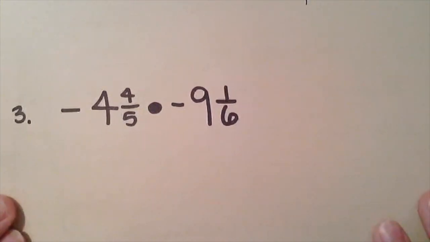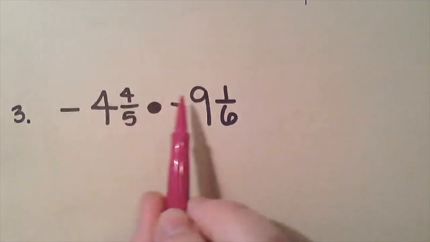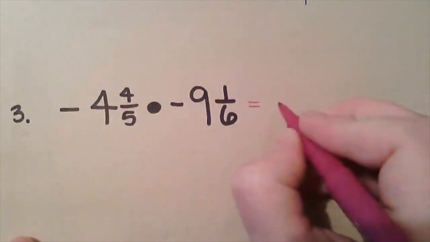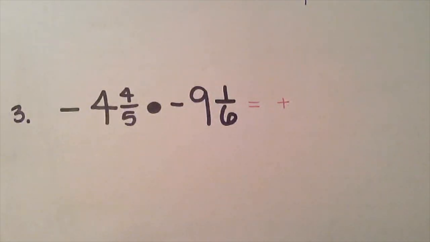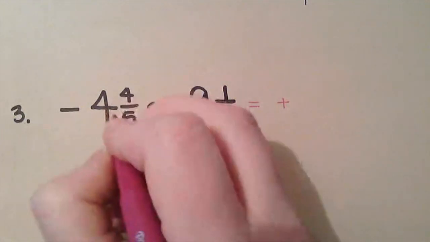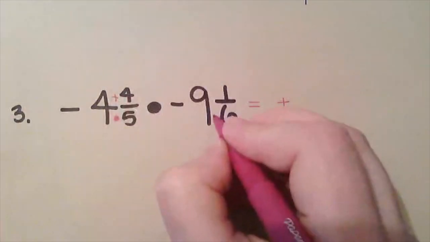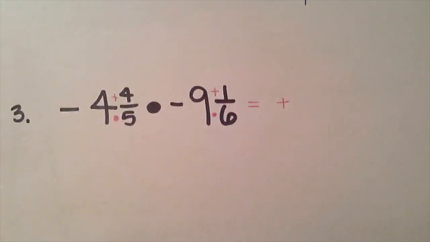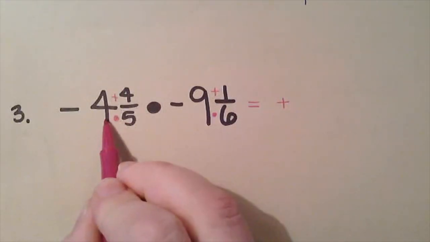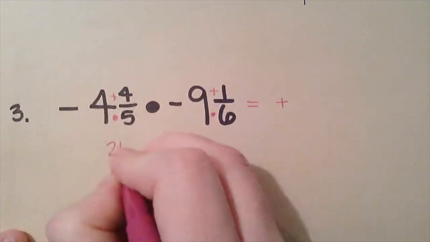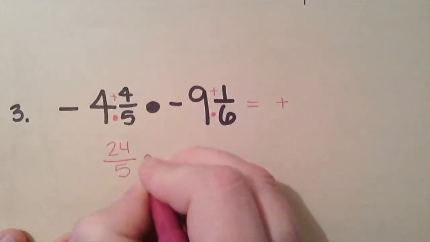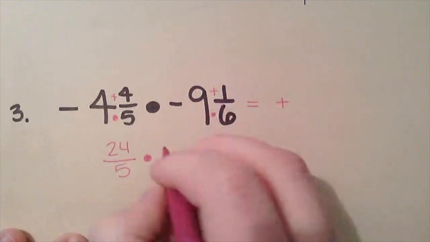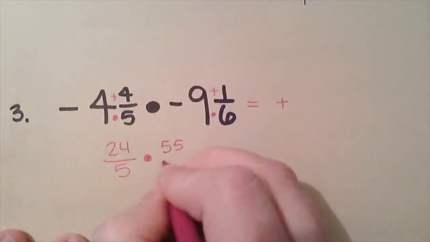This one's the same type of problem, number 3. Negative 4 and 4/5 times negative 9 and 1/6. I've got a negative times a negative, so I'm going to put a plus sign over here in my final answer. You can choose to put a little positive sign there, or you could just leave it blank. That's up to you. Now the next thing I have to do is change both of my mixed numbers into improper fractions. 5 times 4 is 20, plus 4 is 24 fifths. 6 times 9 is 54, plus 1 is 55 sixths.